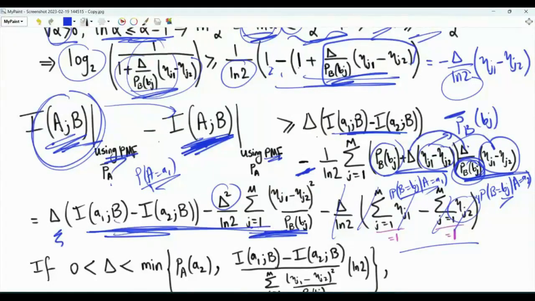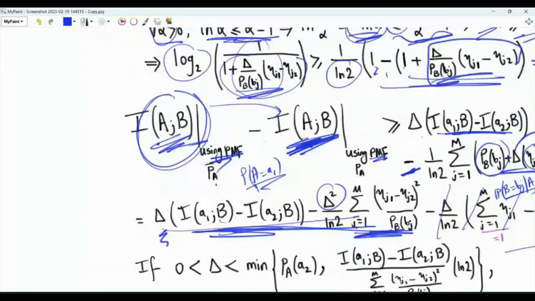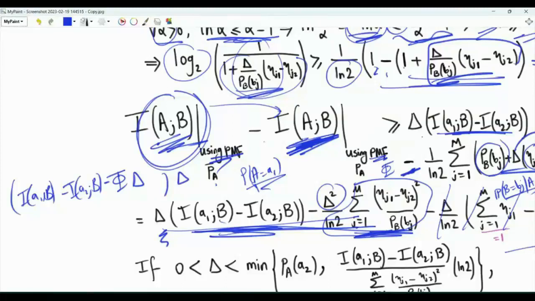Can we make this term strictly positive? Yes. Take delta as a common factor. What do we have inside? If we take delta as a common factor, we'll have this difference, I of A1 and B minus I of A2 and B, and then we have this summation over ln 2. Let's call this thing phi.